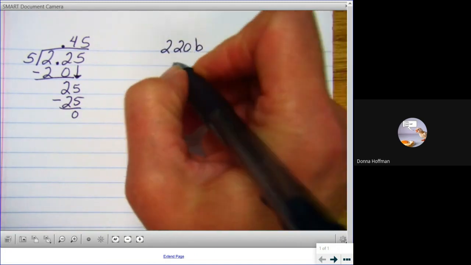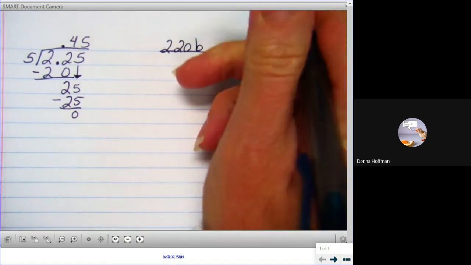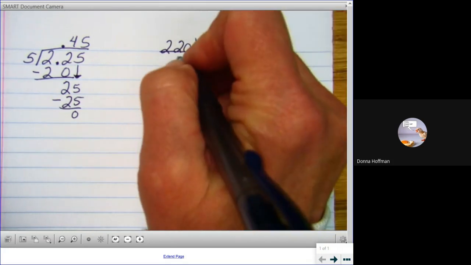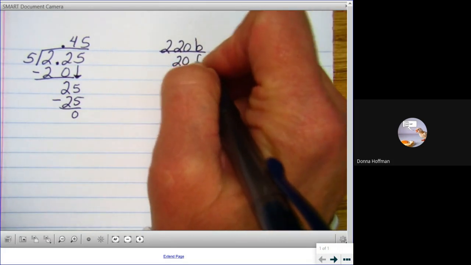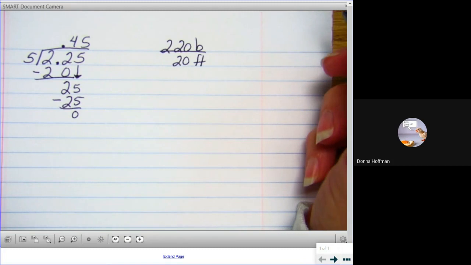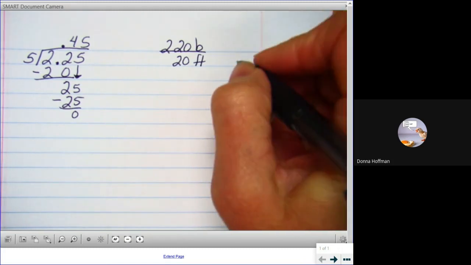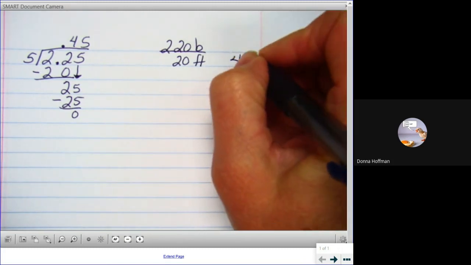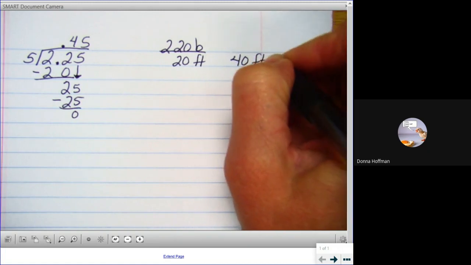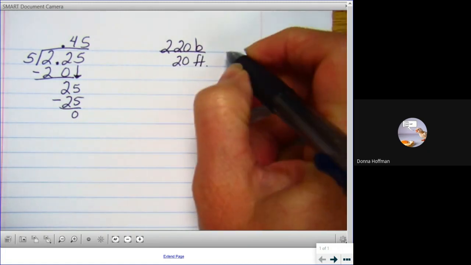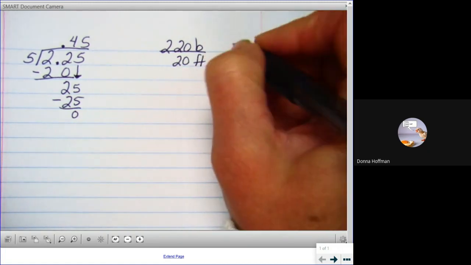$220 brick to be 20 feet high. And I need to go 40 feet. And it wants to know how many bricks.